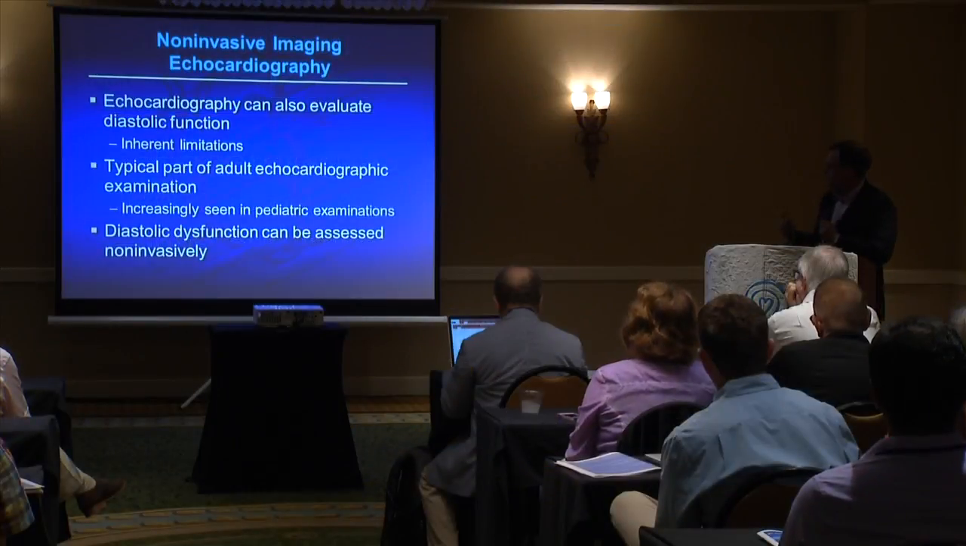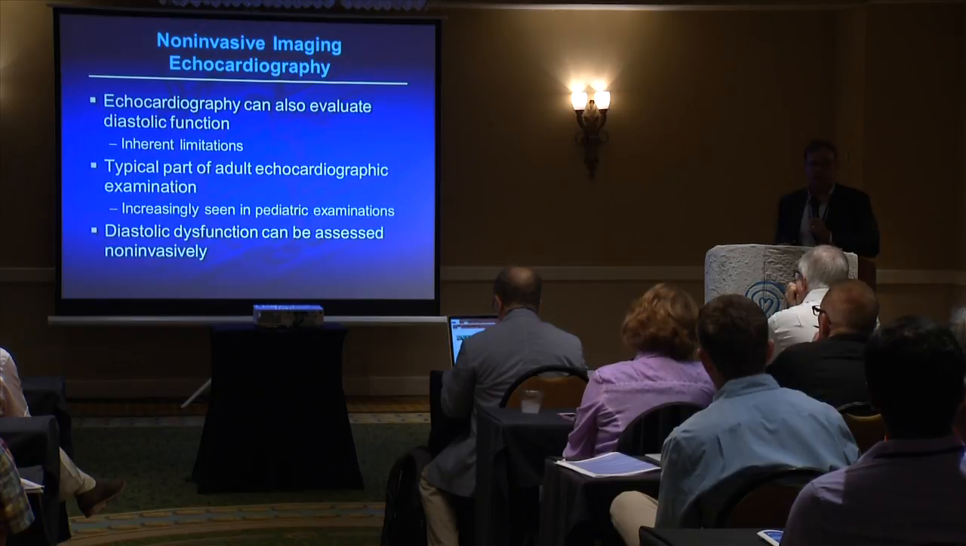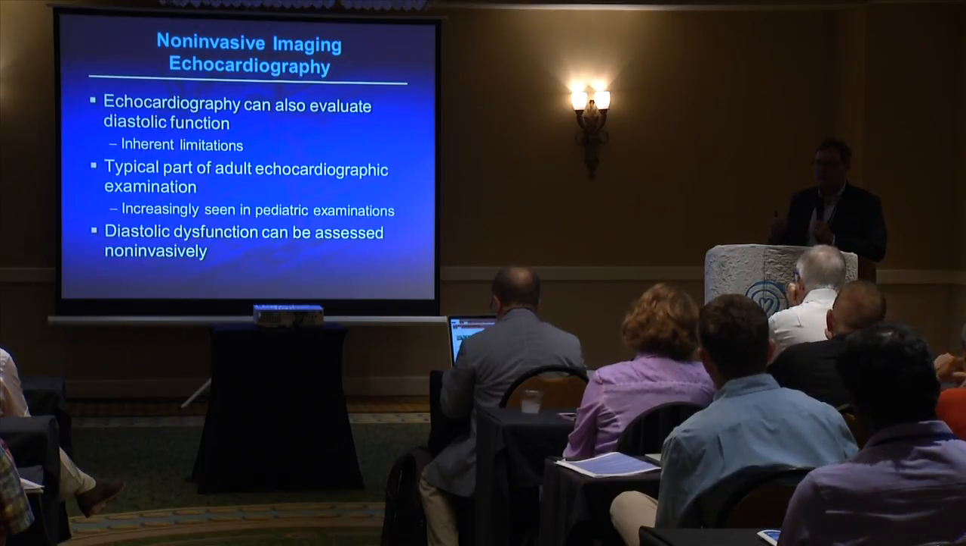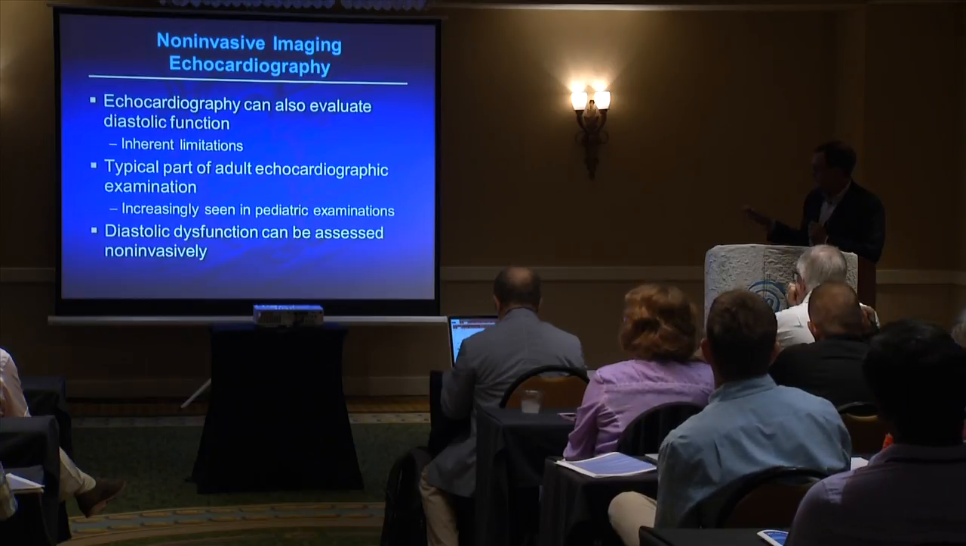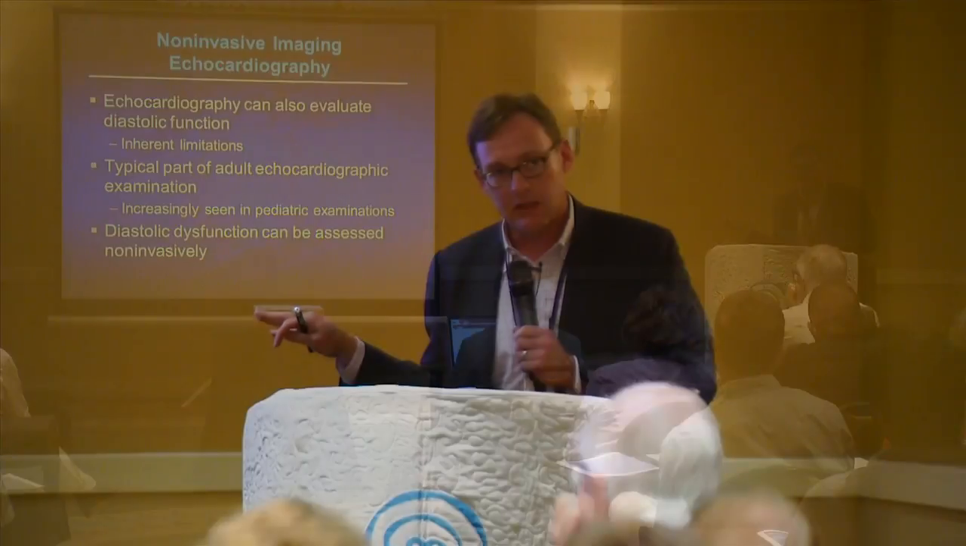Echo can also evaluate diastolic function, as we were talking about, so this idea of how do we get at HFpEF. There are inherent limitations, and it's a typical part of adult echocardiographic examination. So if you were to get a report from an adult echo lab, you would have diastolic indices on that report, and they may tell you patients have grade 1 diastolic dysfunction.